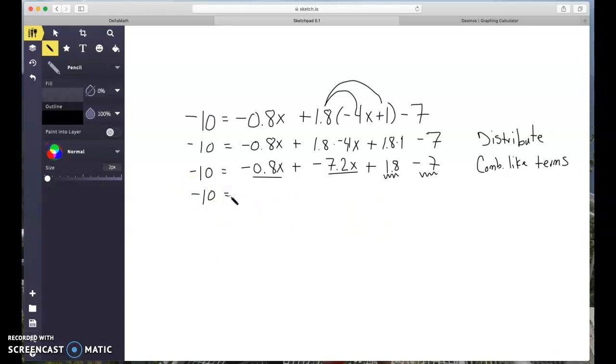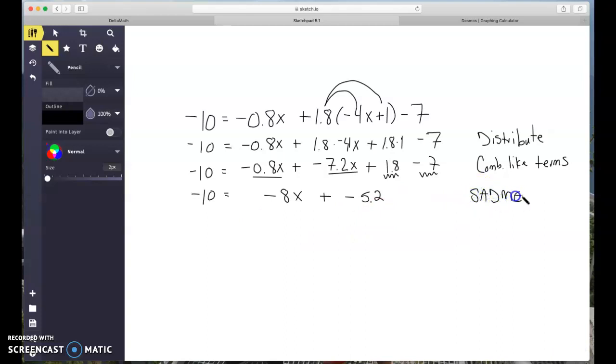So let's see here. I've got negative 0.8 plus negative 7.2, and that gives me a really nice negative 8x. And then I've got 1.8 minus 7, which gives me a negative 5.2. All right, so I've combined my like terms. Now I just have a two-step equation. So I'm going to use SADMAP.